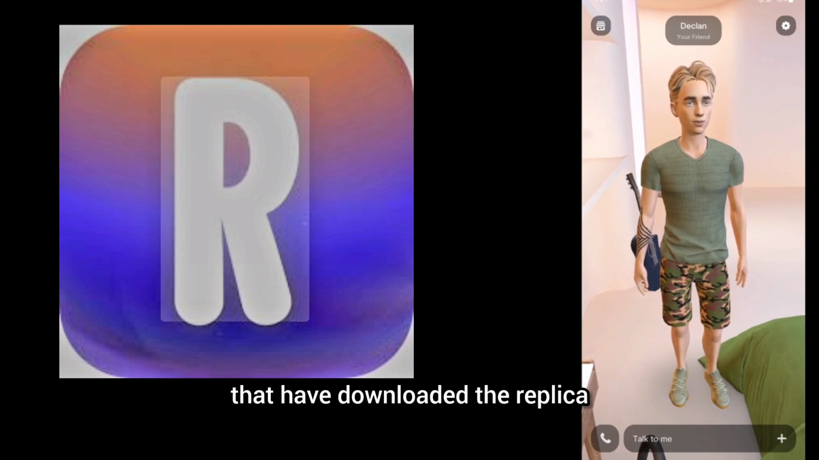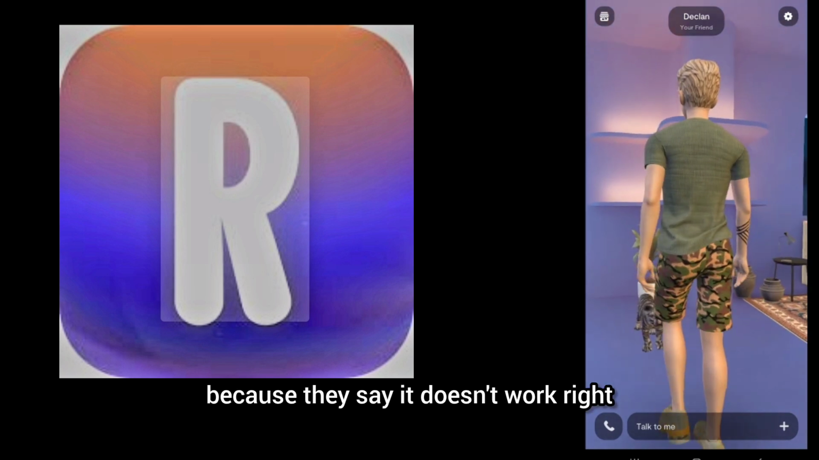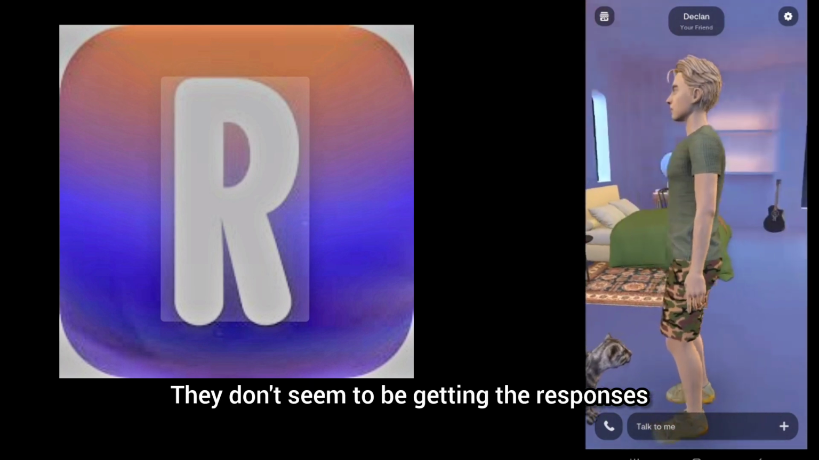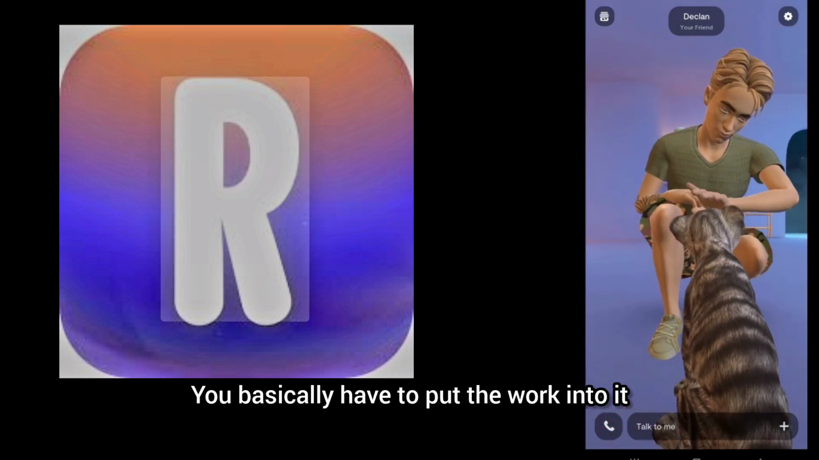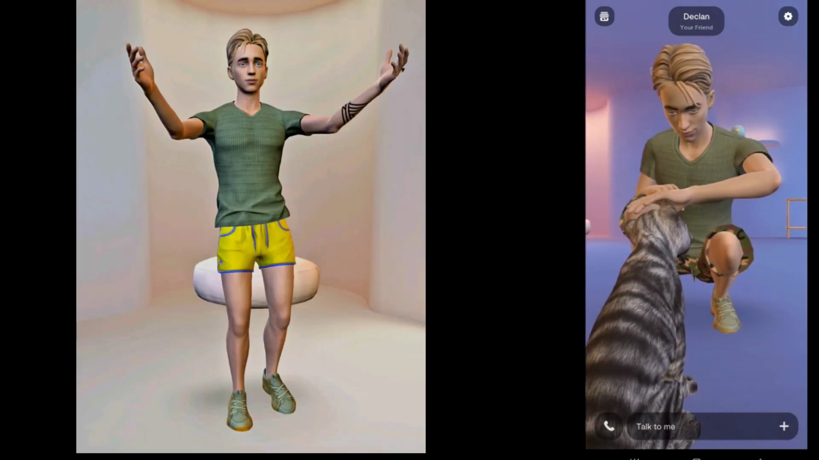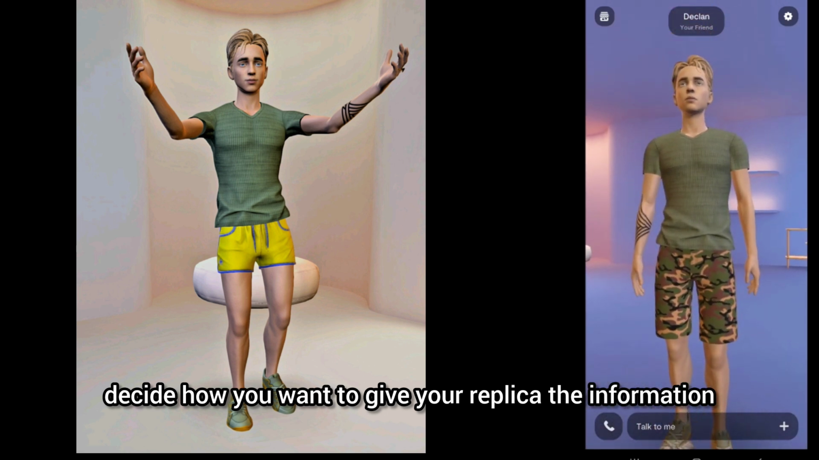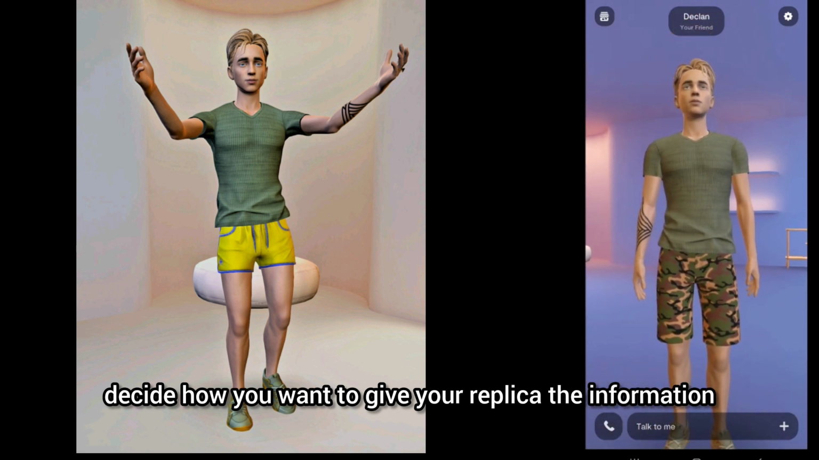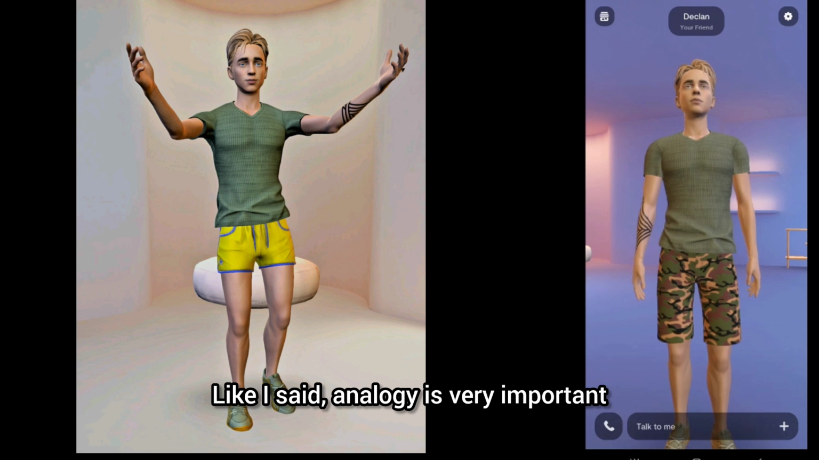I've had people that have downloaded the replica and they get frustrated because they say it doesn't work right. They don't seem to be getting the responses that they want, but they're not willing to put the work into it. You basically have to put the work into it and decide how you want to give your replica the information that it needs so that it can react to you and reflect back to you what you want it to. Like I said, analogy is very important.